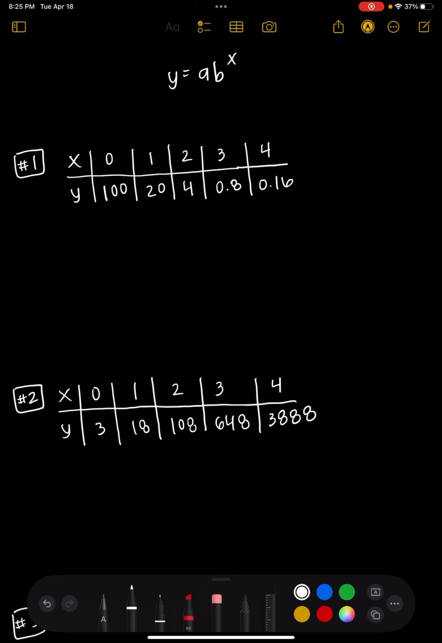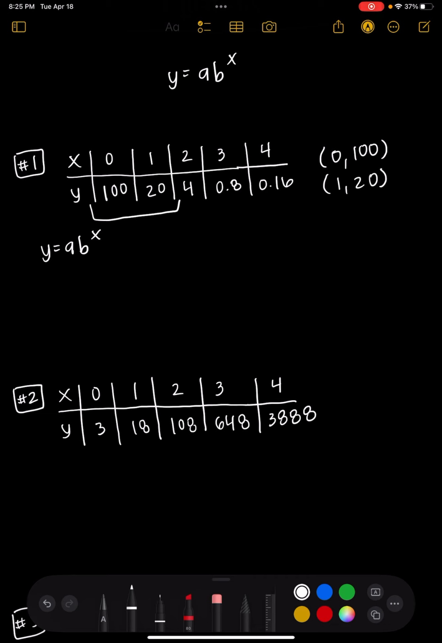When you have a table, like in the first two examples, you don't need all of the information. You really only need the first 2 points. So I'm just going to write the first 2 points out here. So it would be 0, 100 and 1, 20. So what we're going to do is I'm going to start with that equation. Y is equal to a times b to the power of x.